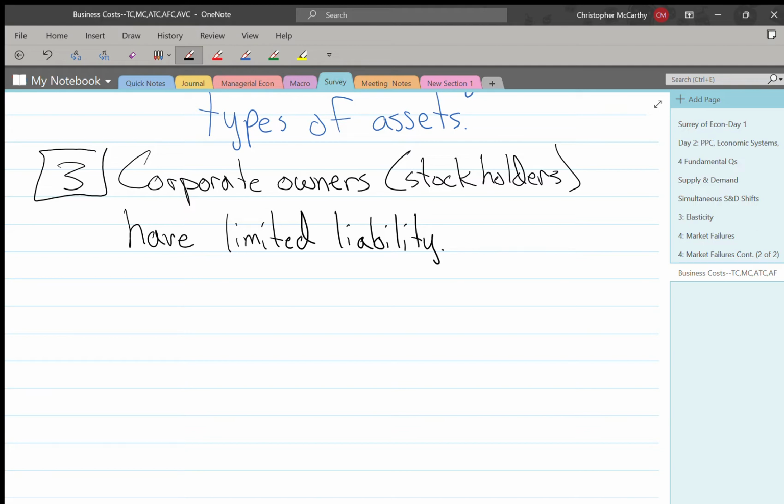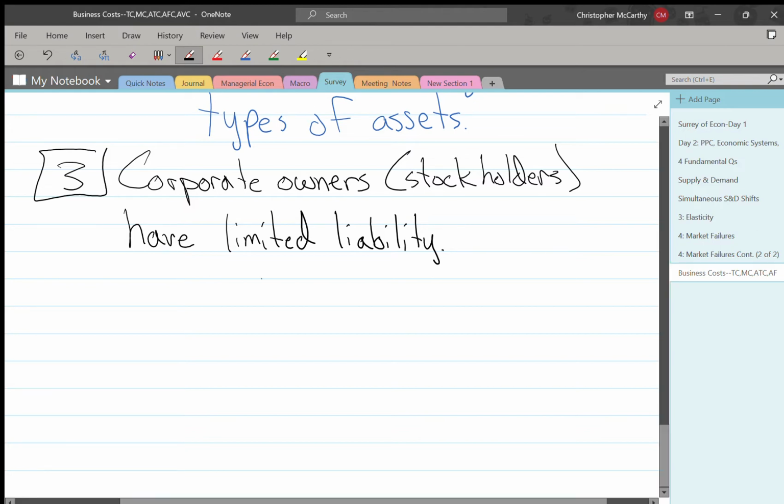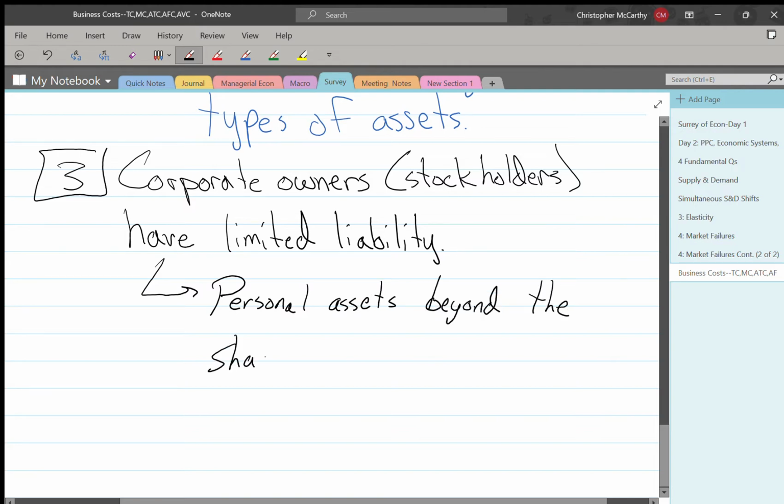So when you have a corporation, the people that own the company have this limited liability safeguard to them. So what does this mean? This means that all of the personal assets beyond the shares of stock are not at risk should the corporation fail.